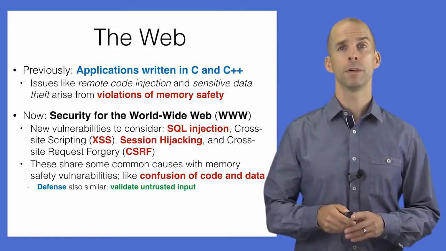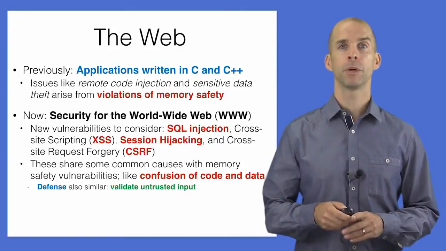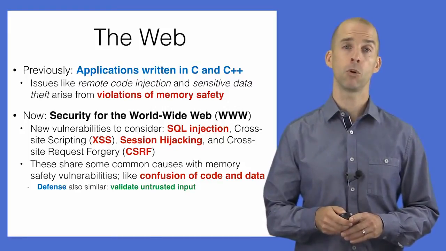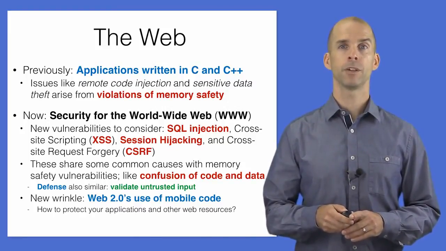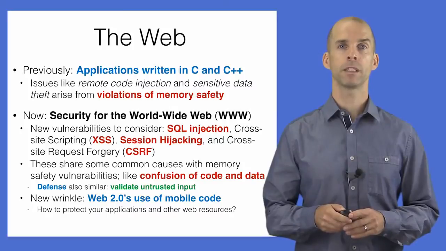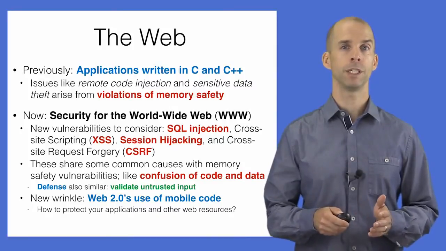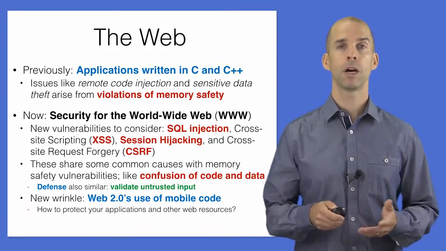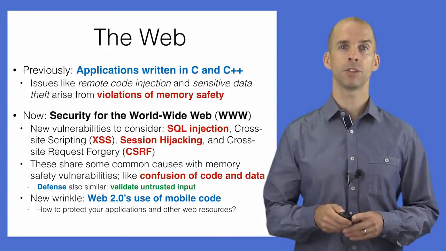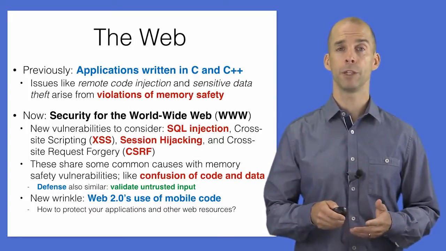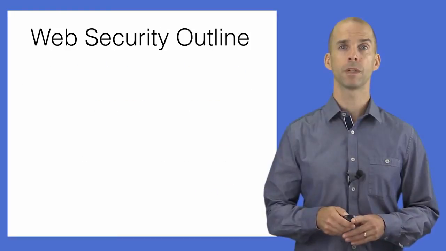The modern web, sometimes called Web 2.0, brings in the additional complication of mobile code. In particular, when you visit a website, code from that site will be silently downloaded to your machine and then run. Well, how do you ensure that this code does not violate the security of other programs running in your browser or on your machine?